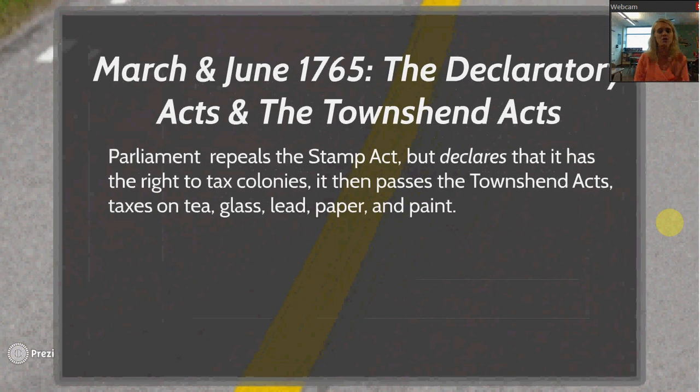Then, in March and June of 1765, the British passed 2 separate acts. In March, they passed the Declaratory Act. Then they passed a series of acts called the Townshend Acts. So the Declaratory Act actually repealed the Stamp Act.